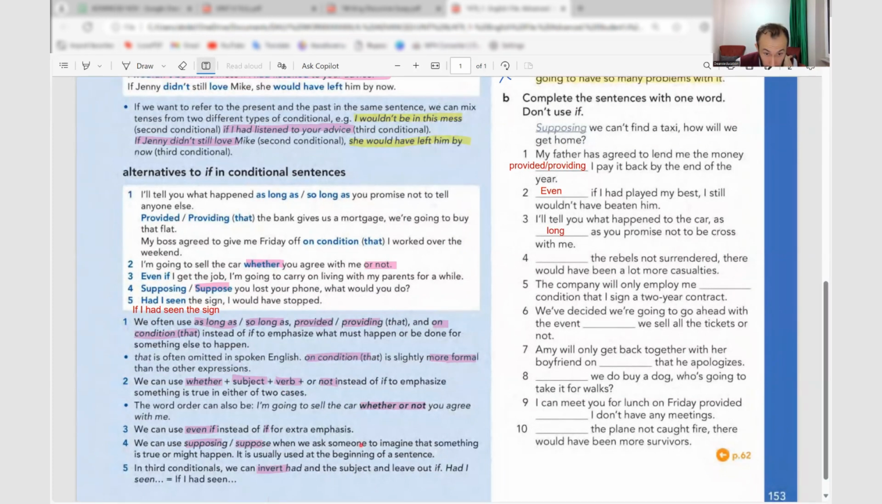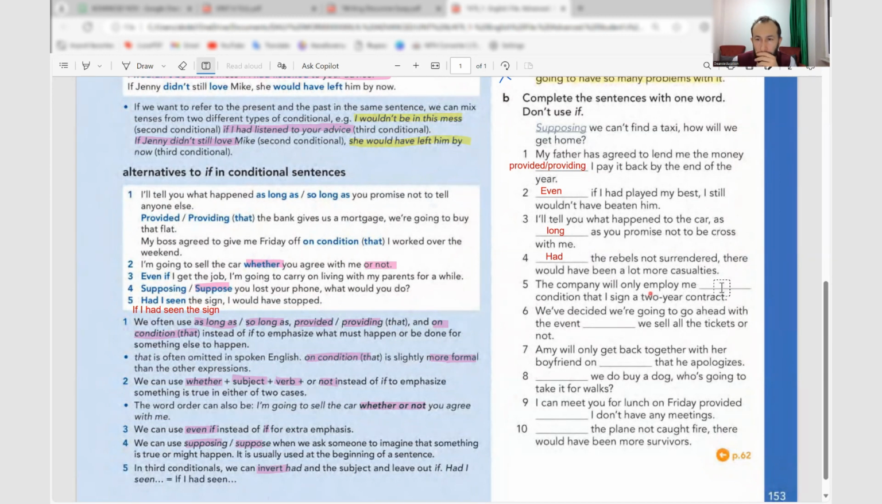Had the rebels not surrendered? Yes, that's correct. Because if the rebels hadn't surrendered, there would have been a lot more casualties. When we remove if, it will be had the rebels not surrendered. Okay, very good.